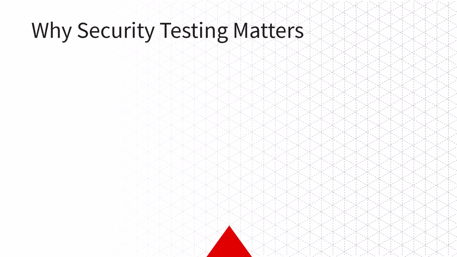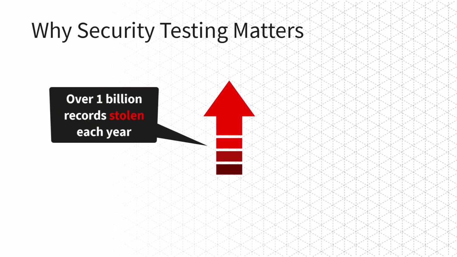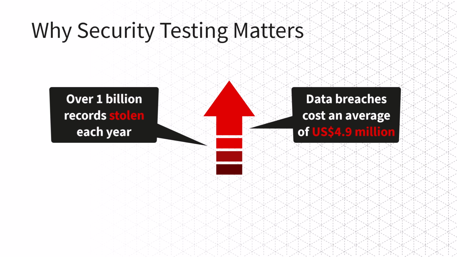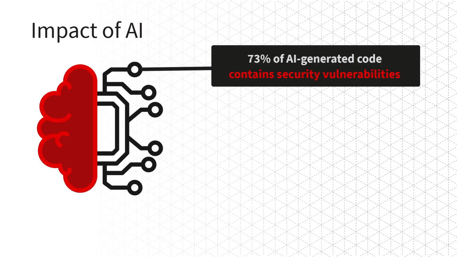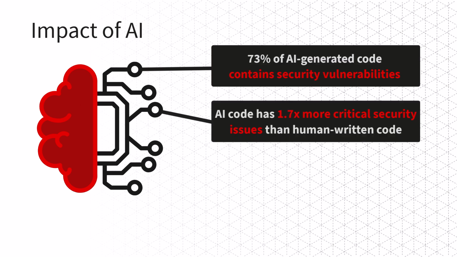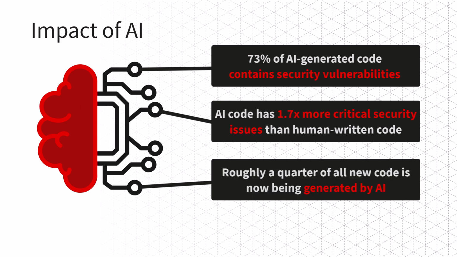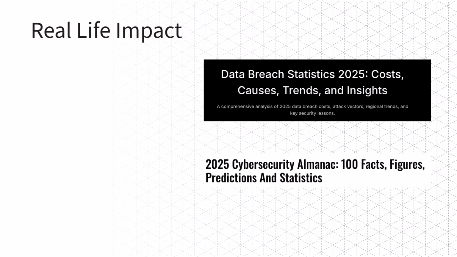Every year, over 1 billion digital records are stolen, and the cost of these data breaches is rising. AI has changed the technological game, but not all of that change has been positive. According to recent studies, when manually checked, AI-generated code contains more security vulnerabilities and almost twice as many critical security issues than human-written code. With more and more new code generated by AI, what's the real-life impact of that change?